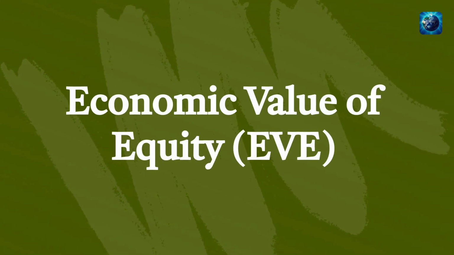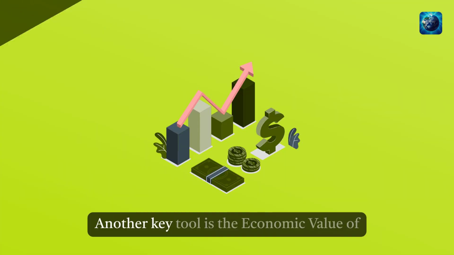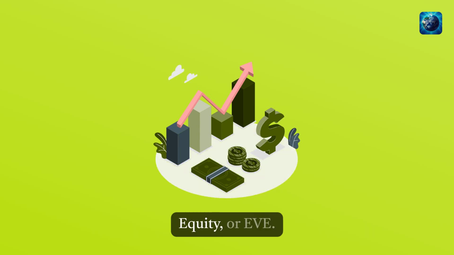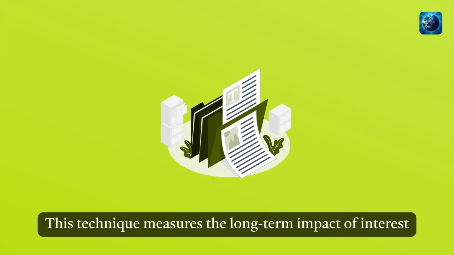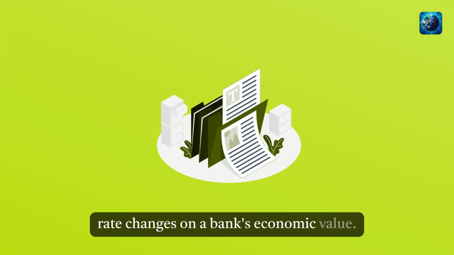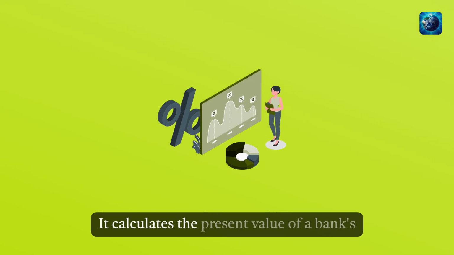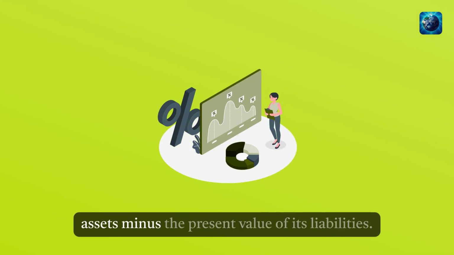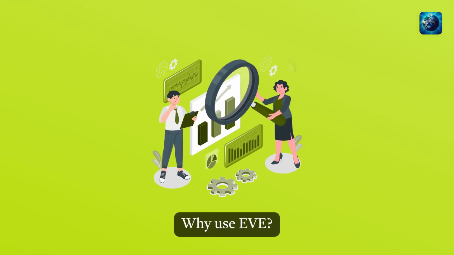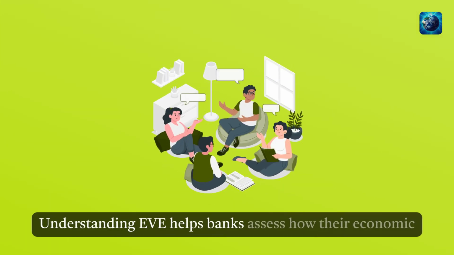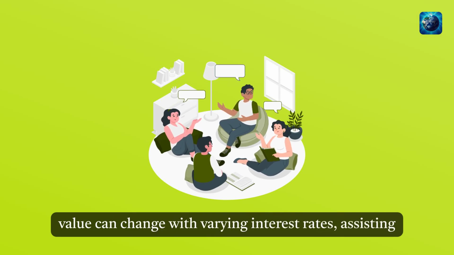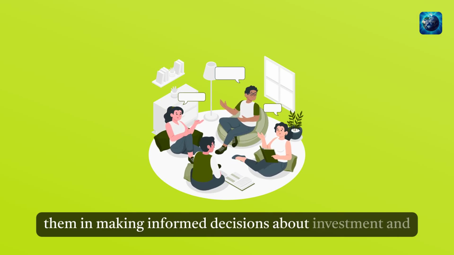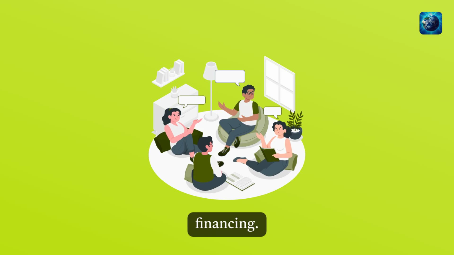Economic value of equity, EVE. Another key tool is the economic value of equity, or EVE. This technique measures the long-term impact of interest rate changes on a bank's economic value. It calculates the present value of a bank's assets minus the present value of its liabilities. Why use EVE? Understanding EVE helps banks assess how their economic value can change with varying interest rates, assisting them in making informed decisions about investment and financing.